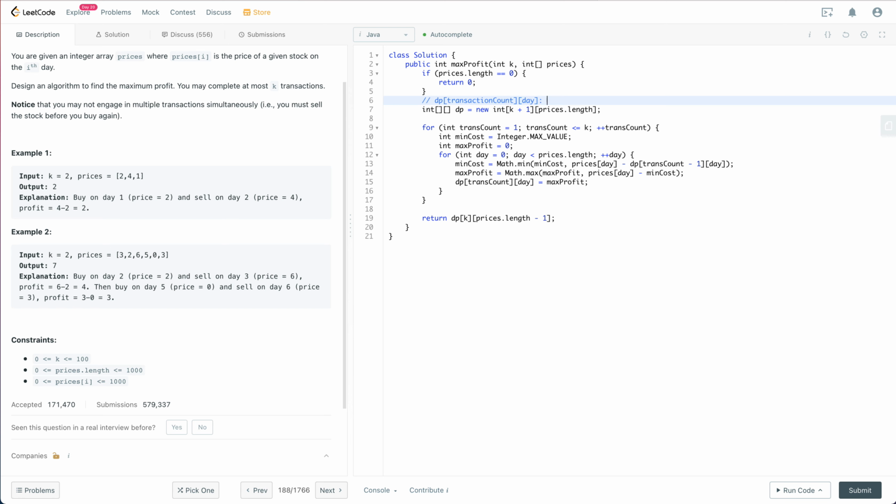So this one means the maximum profit we could get if we have transaction count transactions on day d. Yeah, so that's the definition.